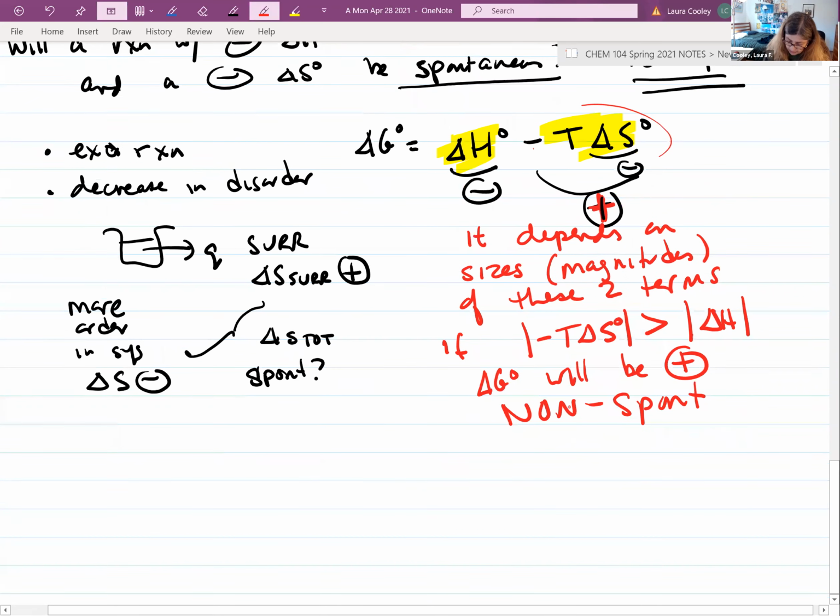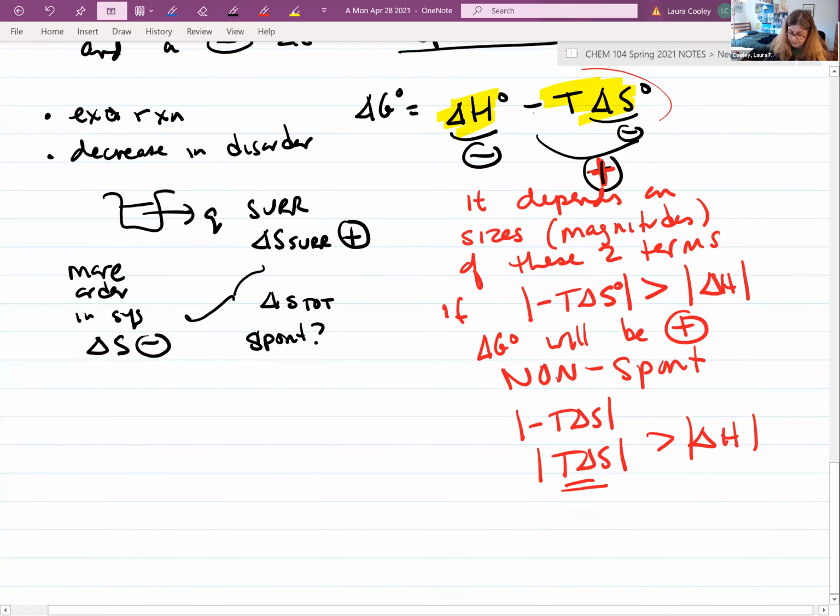Well, I don't want to confuse the issue with this negative sign here. So I could say, minus T delta S is the same as T delta S if you're taking the absolute value. Okay, so if this is a greater magnitude term, it will be non-spontaneous. Well, when will that happen? Well, of course, it matters what the temperature is.